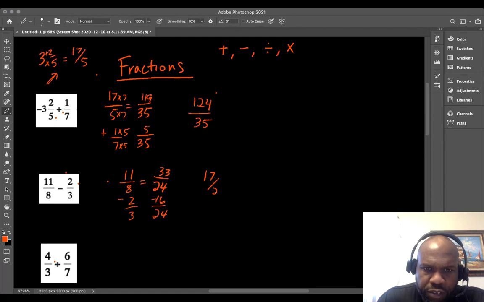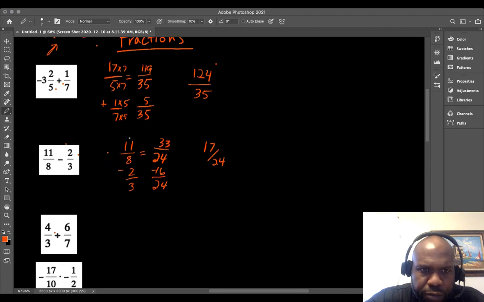Remember that the denominator stays the same; it never changes once you find the common multiple. And you subtract the numerators, or you add the numerators. Okay, so let's try a couple more.